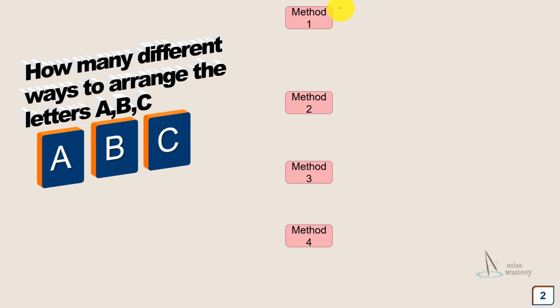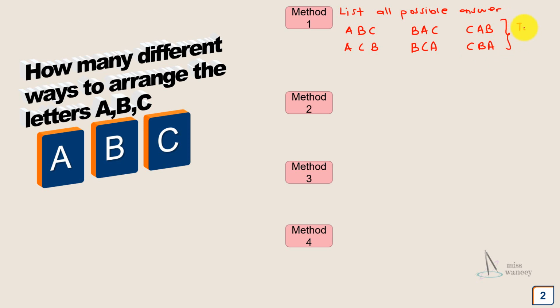So the first method, let us try to list down all possible answers. If, let's say, you start with A, then it might be A, B, C, or you can have A, C, B. If you start with B, you might have B, A, C, or B, C, A. Or if you start with C, you can either have C, A, B, or C, B, A. So the total number over here is equal to 6.